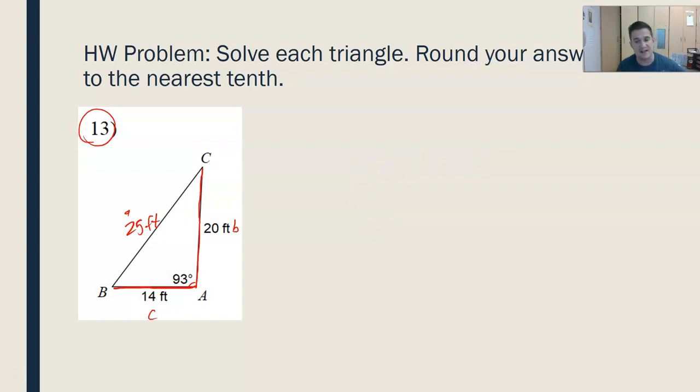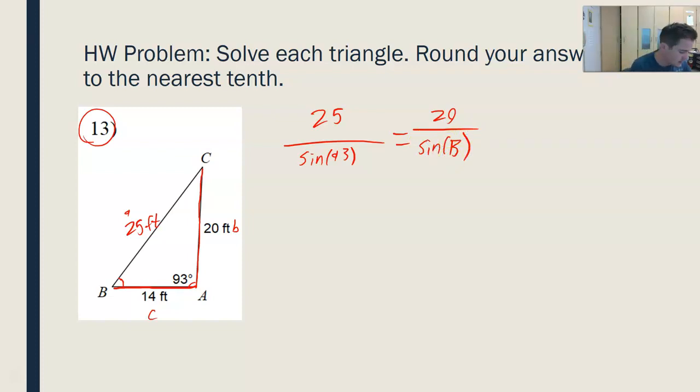That's all fine and dandy, but I was asked to find everything. Well, now that I have this side and an angle opposite that side, I can use the law of sines to find everything else. So I know that 25 divided by the sine of 93 is going to be equal to, which angle do we want to solve for first? Let's solve for angle B. Is going to be equal to 20 divided by the sine of B. That's the law of sines.